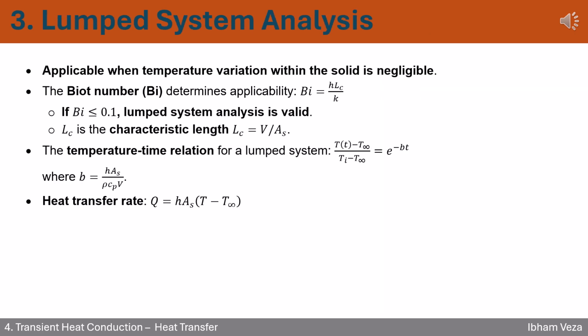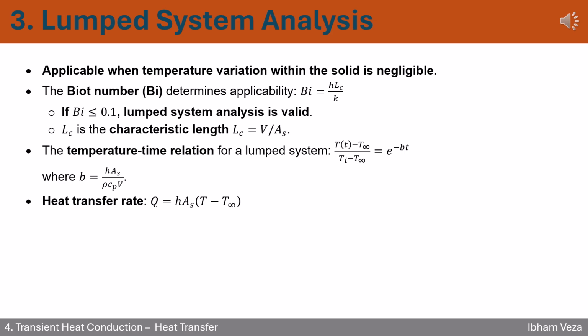3. Keep it simple with lumped system analysis. Sometimes you don't need to overcomplicate things. When temperature variation inside a solid is small enough, we can simplify the problem using lumped system analysis. The key is the Biot number. If Bi is less than 0.1, the internal resistance is low enough to ignore internal gradients. This is a shortcut that saves you from complex equations.